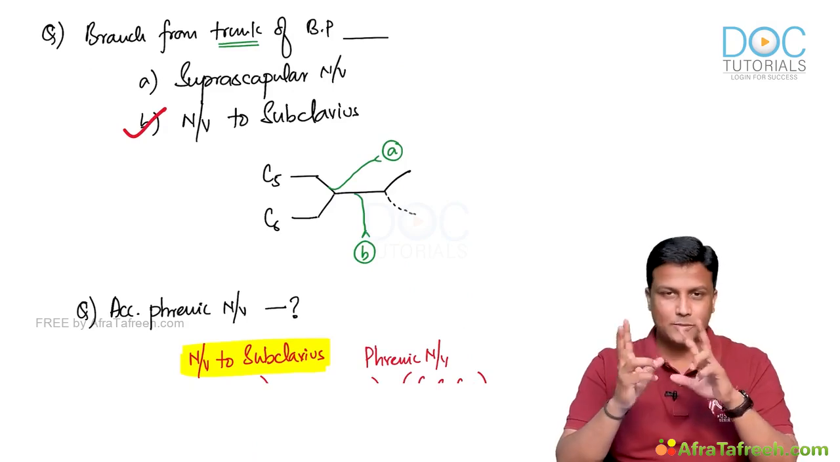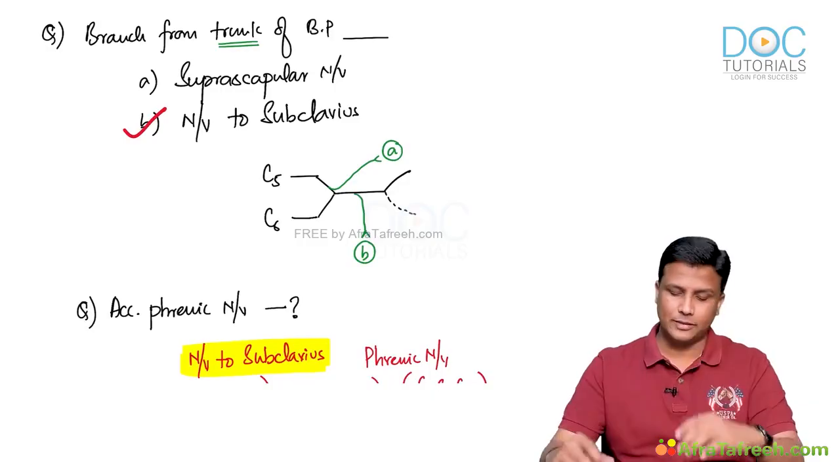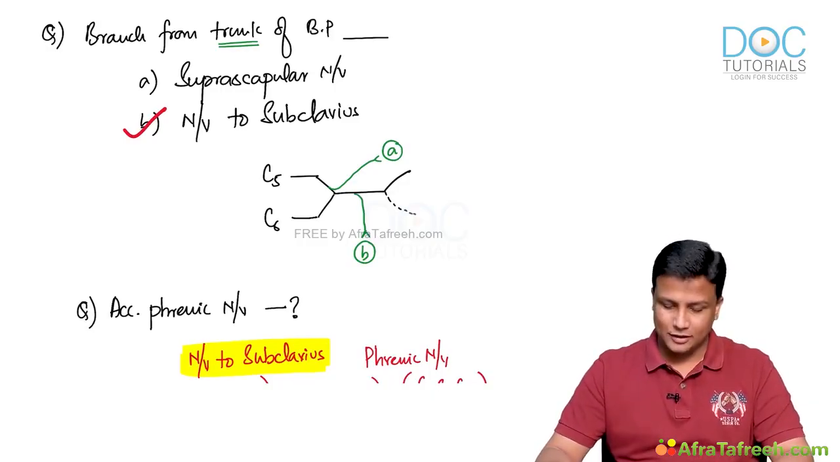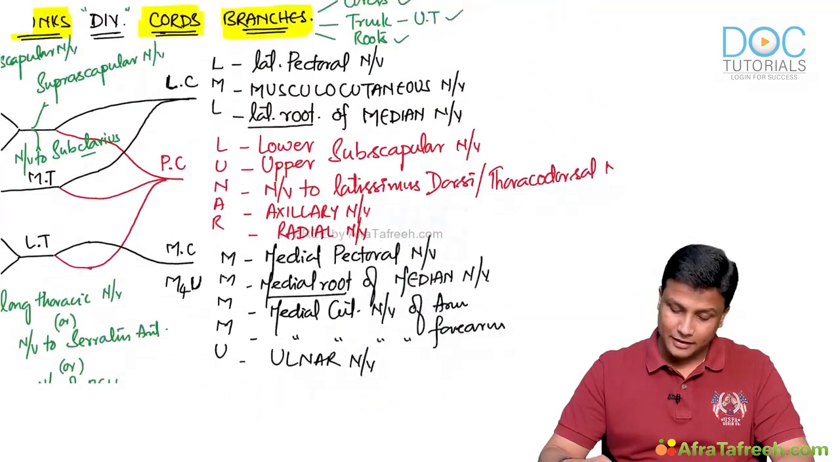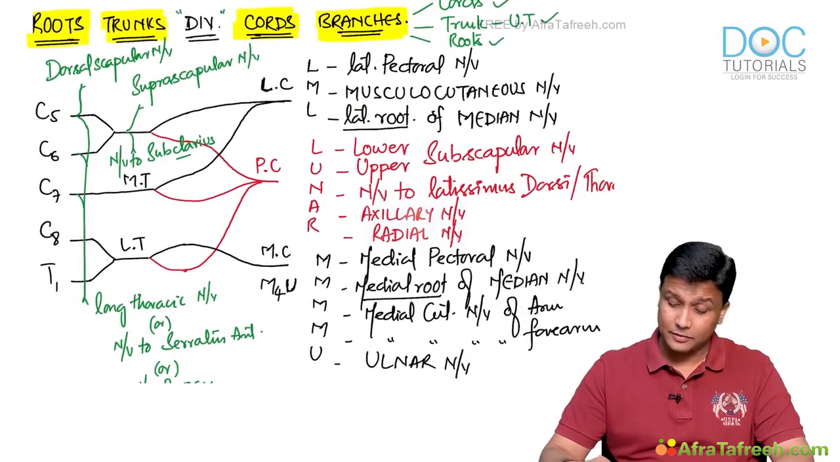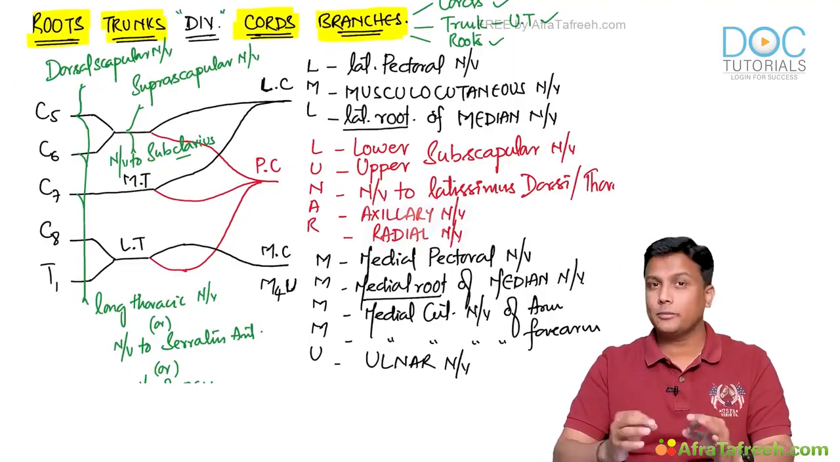If both options are given in the exam, like suprascapular nerve and nerve to subclavius, the better option will be nerve to subclavius, guys. It's okay. So these are certain important things which I wanted to discuss regarding the brachial plexus, which have been asked in your exam recently, guys. So that actually completes the normal brachial plexus.